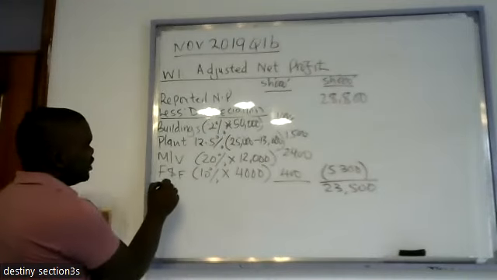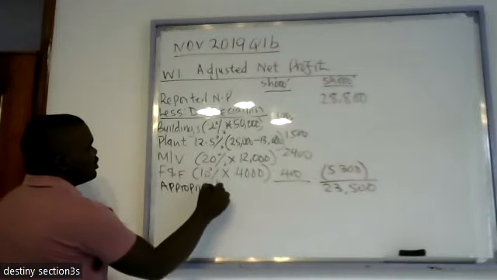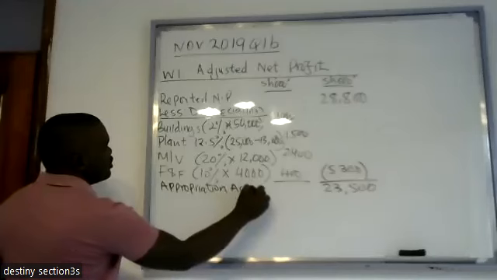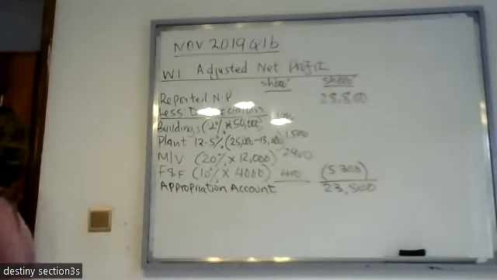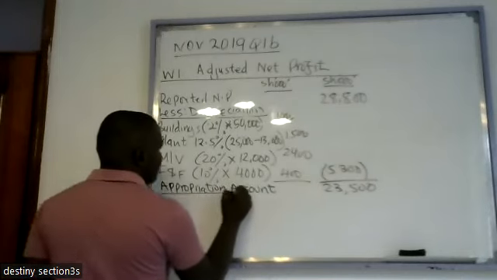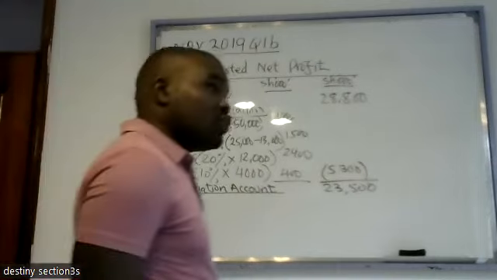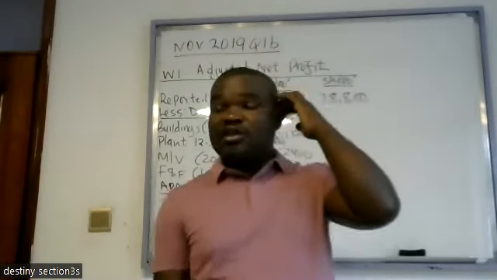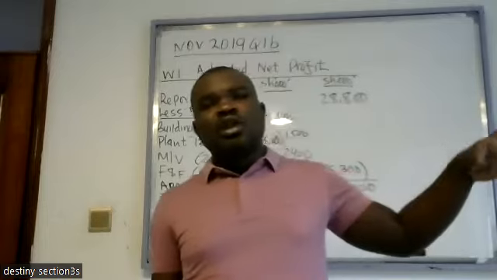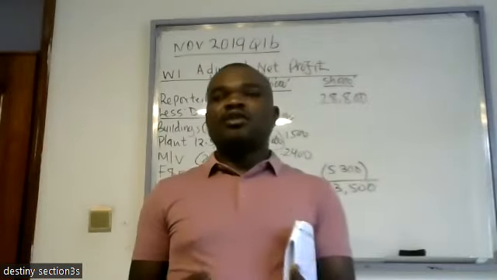So down there you say appropriation account. So appropriation, what goes to appropriation? Maybe you have forgotten about this. It's something you did a long time ago in the foundations of financial accounting. In appropriation, you check the benefits going to the partners.